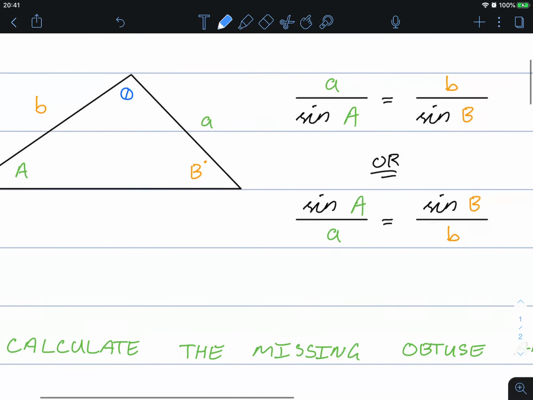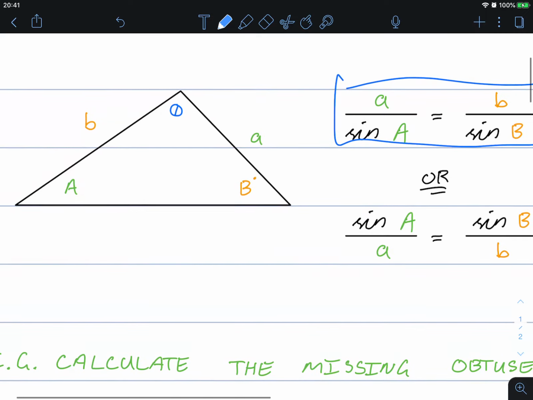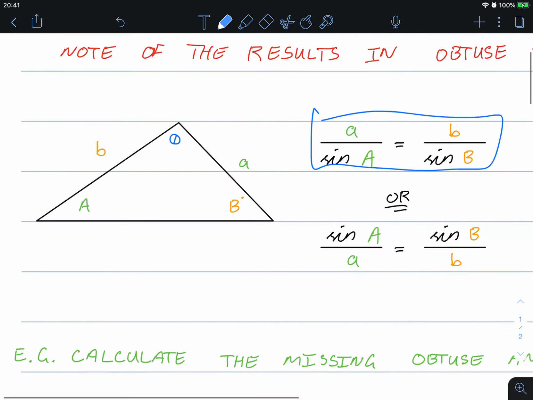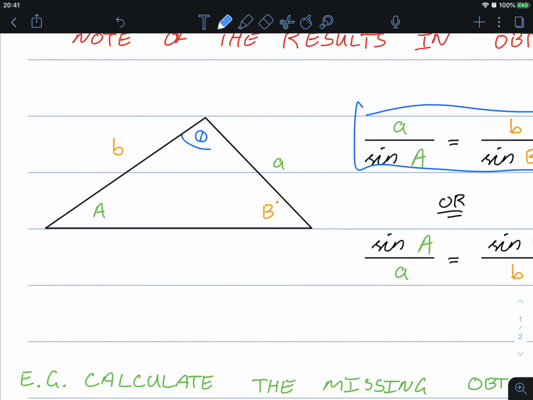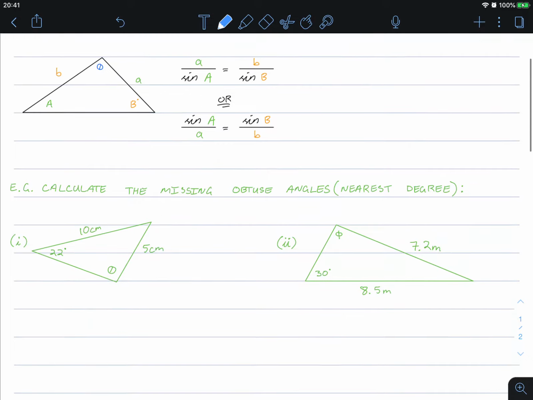So we already know the sine rule for missing sides and missing angles and how to apply them. But in this particular video, we'll be looking at the case where the angle that we're looking for is clearly an obtuse angle. So let's get straight to it.